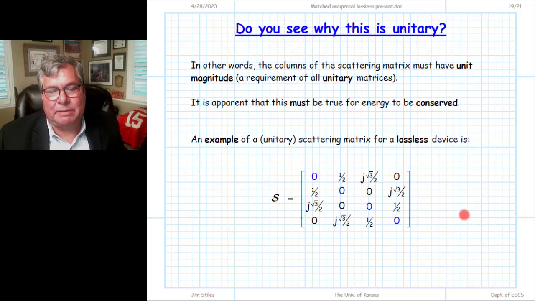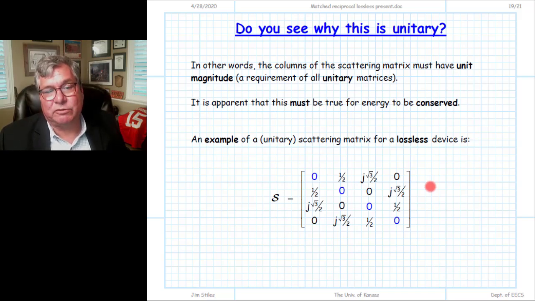So that was, again, the first statement for a lossless device. The columns of the scattering matrix are normal, and we can show why that needs to be based on a conservation of energy argument. We just did, hopefully, and you understand what we talked about there. Again, it's harder to see why these columns need to be mutually orthogonal to each other, but they do in order for it to be lossless, and we proved that mathematically.